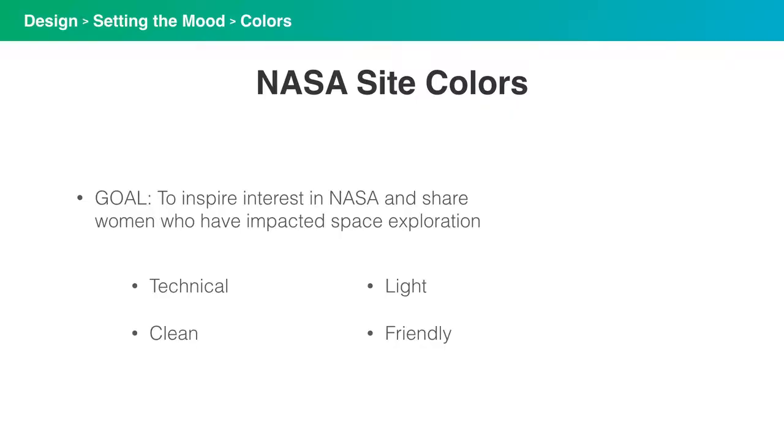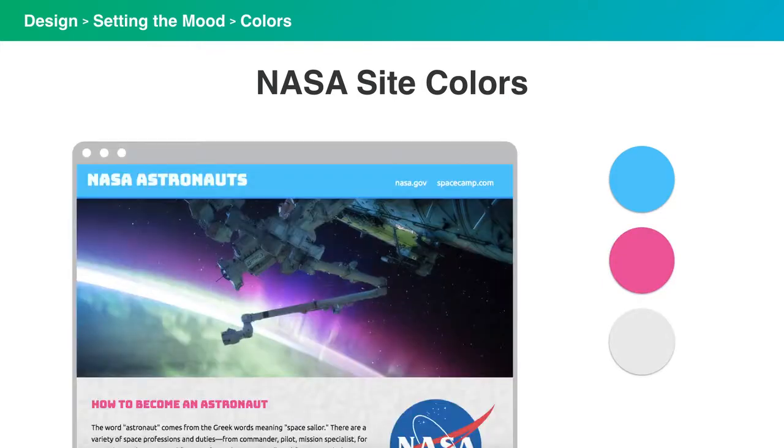What 2 or 3 colors correspond to the goal and the mood of our site that we've identified as technical, clean, light, and friendly? We felt blue, pink, and white translated to a light, friendly, clean, and technical website that's about women who have impacted space.